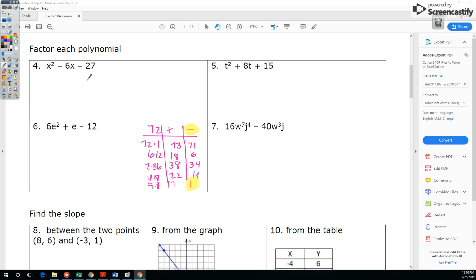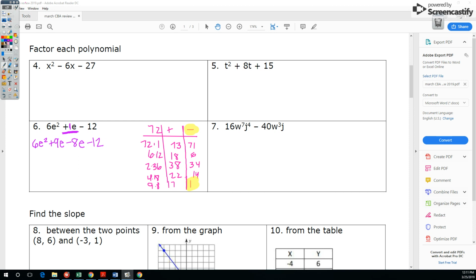Okay, like I left off with in the last video, when we make our table for 6 times 12 is 72, we find that 9 and 8 are our two factors that give us 1 when we subtract. So by subtracting, we know that one of our factors, 9 and 8, has to be positive and one has to be negative. Because we're trying to add to a positive 1e, we are going to make our 9 positive and our 8 negative. So 6e squared plus 9e minus 8e minus 12.